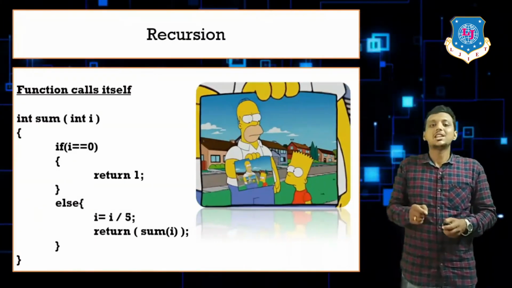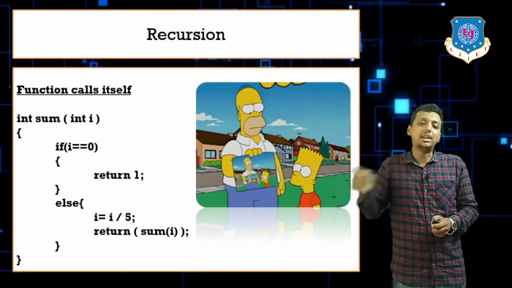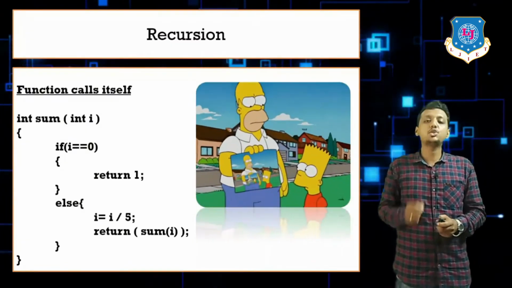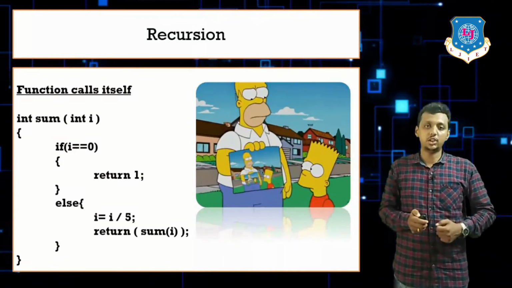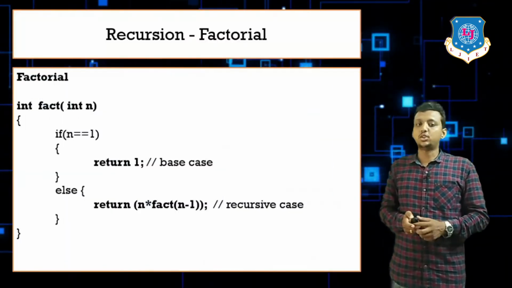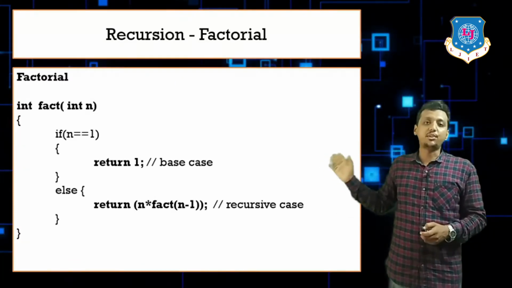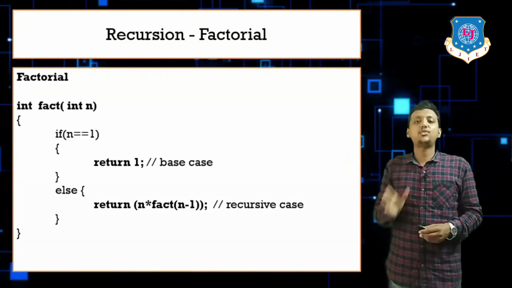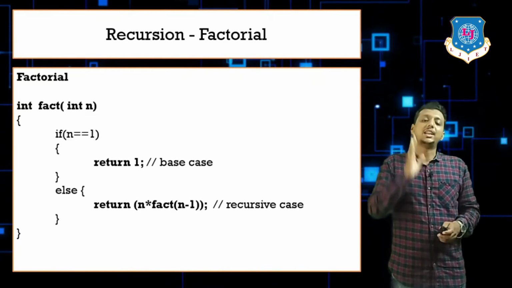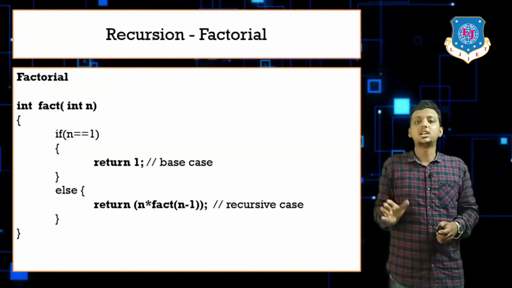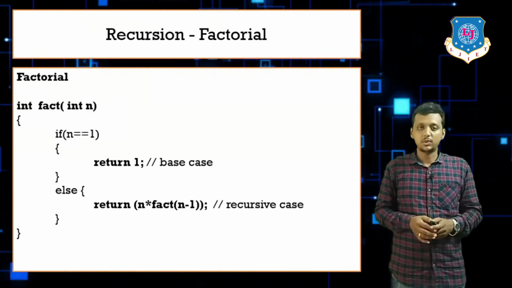Now the question is how recursion is an application of stack. Let me show with the example of factorial. So students, here it is a factorial. This is a recursive factorial function. You can see integer fact, integer n. If your n is equal to 1, then it returns 1. Else it returns n into fact of n minus 1.